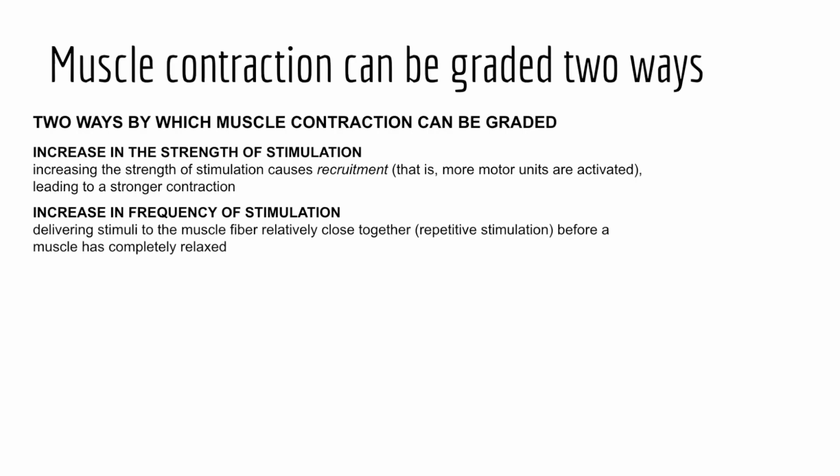Next, I want to consider PhysioX exercise 2, activities number 2 and number 3 from last week, where we looked at the effects of stimulus voltage as well as stimulus frequency on skeletal muscle contraction. First of all, muscle contraction can be graded in 2 different ways. We might have an increase in the strength of stimulation. So we increase the voltage of stimulation, causing motor unit recruitment. The stronger the stimulation, that is, the more volts that are applied, the more motor units are activated, and the stronger the contraction. Let's look at the next slide to understand how strength of stimulation aids in motor unit recruitment.